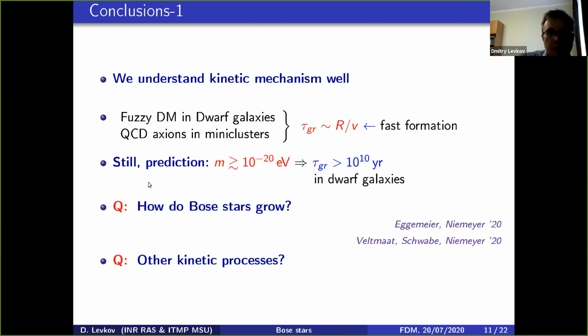Actually, we have predictions, because if the mass of the axion is larger than, say, 10 to the minus 20 electron volts, then there should be no Bose star in the center of dwarf galaxies. Of course, this hasn't been checked by numerical simulations yet. There remain some open questions, like how the Bose stars grow, or other kinetic processes people consider, but there are people in this workshop that know this better than me, so better to ask them. I finish with the first part, and I hope that I convinced somebody that the Bose stars actually form.